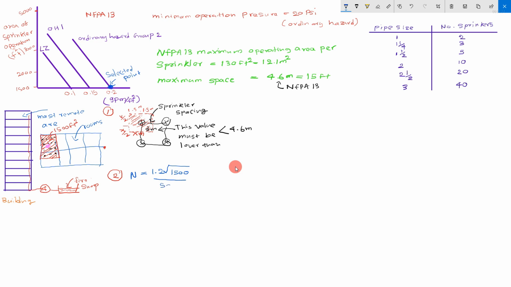sprinkler spacing. I convert it to square meter. It is 139. So I calculate 1.2 multiplied by the square root of 139, divided by the spacing, which is 3. Now I get 4.72. Assume 5. We can position a maximum of 5 sprinklers per branch.